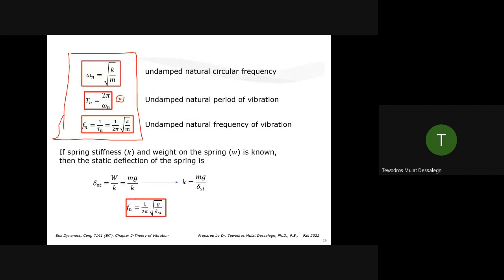So we can have other alternative expressions. If a spring stiffness K and the weight on the spring W are known, then the static displacement is the weight divided by the stiffness. Or the stiffness K we can represent by the weight divided by the static displacement. So the natural frequency, we can have an expression in terms of static displacement. It's the same thing, these expressions, but in terms of static displacement.